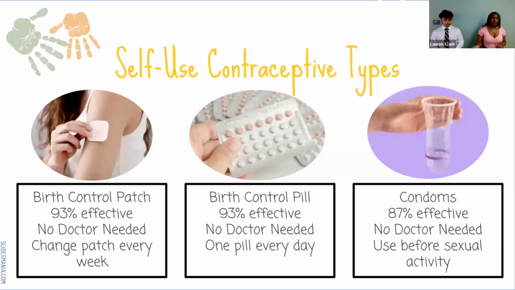The next is the birth control pill, and this pretty much drifts into the more individual self-use contraceptive because it's a pill that has to be taken around the same time every single day, no doctor needed, so you don't have to have that doctor visit, but it is solely the person's responsibility to take the pill every day to remain protected. And the last one is condoms, which is the most common type of contraceptive that is utilized, and it's 87% effective, but it's on the individual to keep track of having the correct supply and using it every single time before sexual activity.